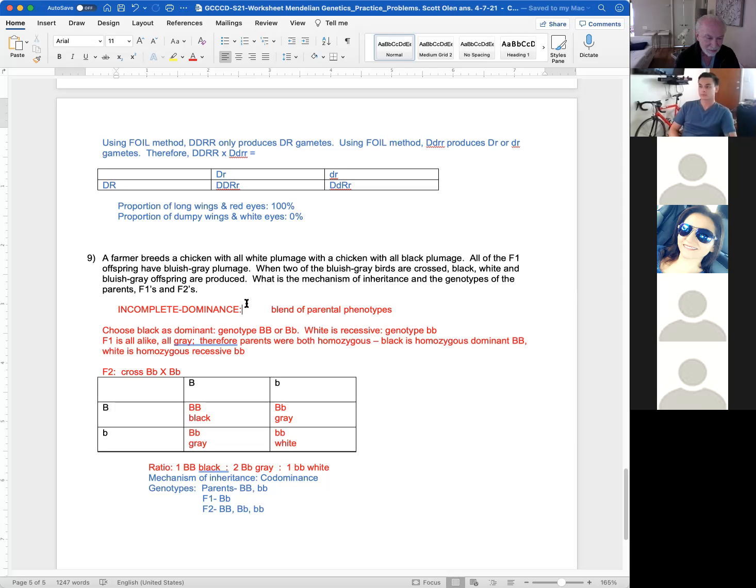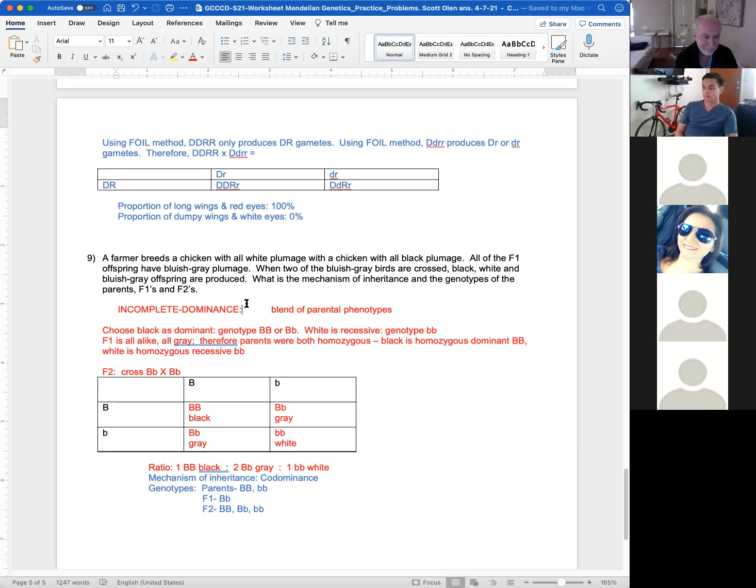You're jumping ahead to the F1 generation, I think. We're not at that point yet. We're still trying to figure out what the parents are. Okay, are you looking at the F1s? I'm just looking at the trait. There is no black and white. There is no one dominant and one recessive. They both have the same trait.